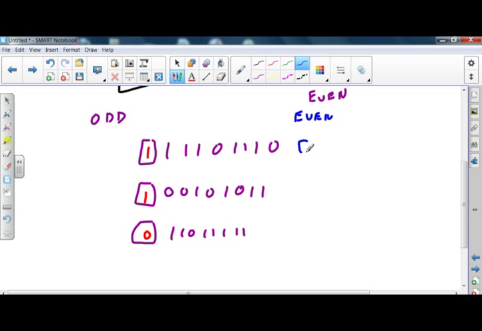and this is all done in hardware. This is not done in software. This is done in the hardware. 1, 2, 3, 4, 5, 6. Even parity, I'd be a 0. 1, 2, 3, 4. Even parity 0. 1, 2, 3, 4, 5, 6, 7. Even parity 1. Now I have 8.